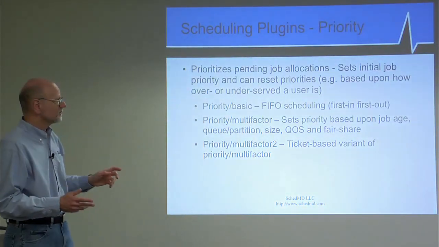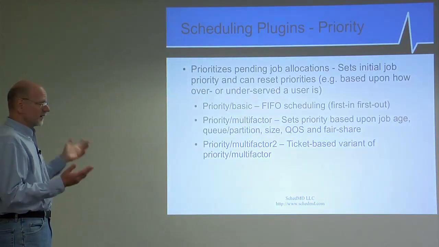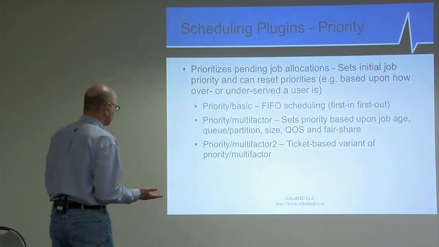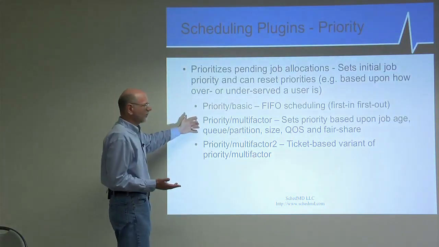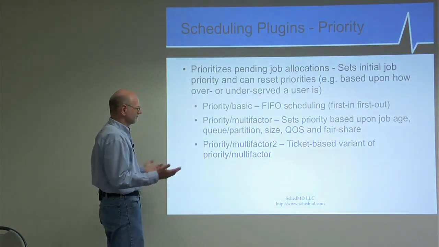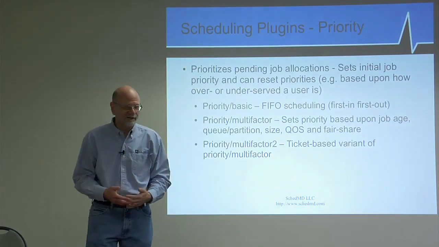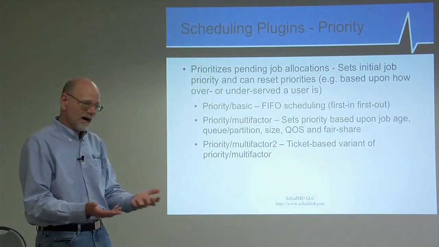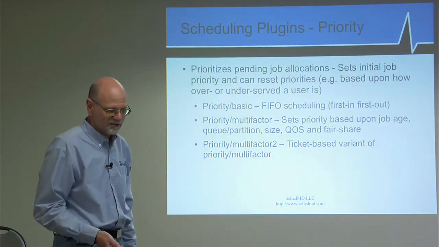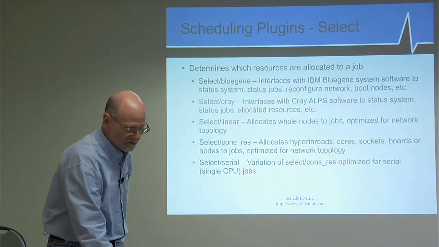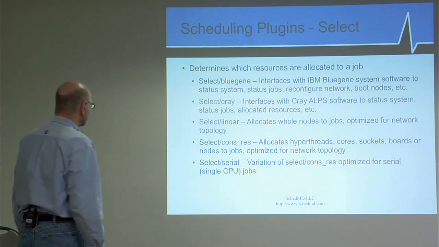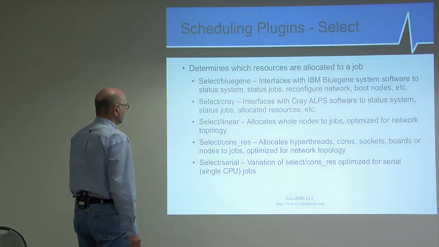So if you wanted to define your own scheduling plugin to prioritize jobs differently, probably you'd want to grab one of these and use it as a model. You wouldn't have to build your own, but you would have to define all the functions. I don't know what your concerns are for prioritizing work, but this is where the prioritization happens.